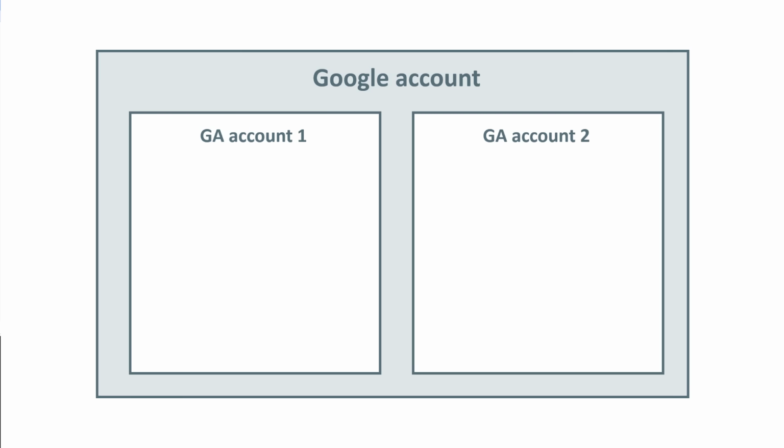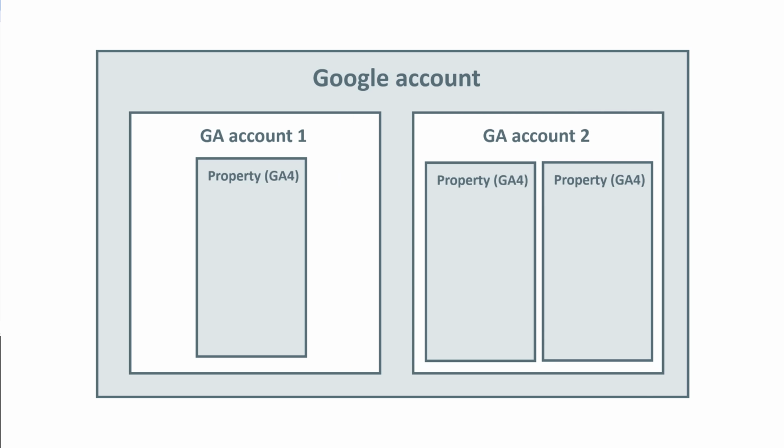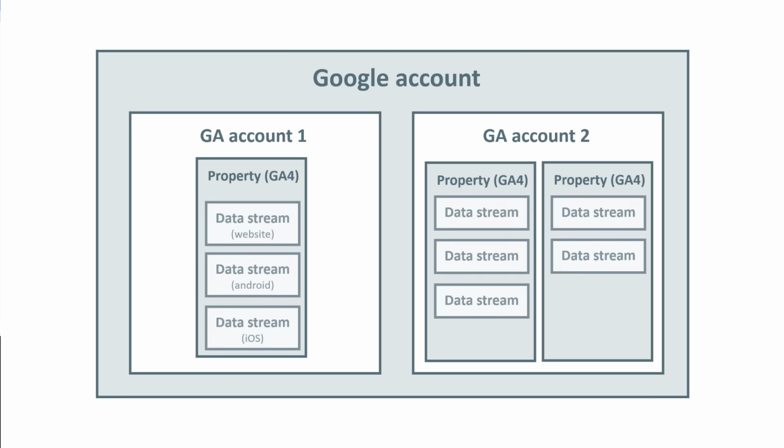Within an account, you have properties. So properties are buckets where you store your data about a website, about a mobile app, or it might be a combination of mobile and app data. And inside each property, you can have data streams. And there are 3 types of data streams: website, Android, and iOS. In this tutorial, I will be focusing on website. So basically, once you create a data stream, you will get a unique measurement ID, also known as tracking ID. And then by knowing your measurement ID, you will be able to install Google Analytics on your website and send data from your website to Google Analytics.